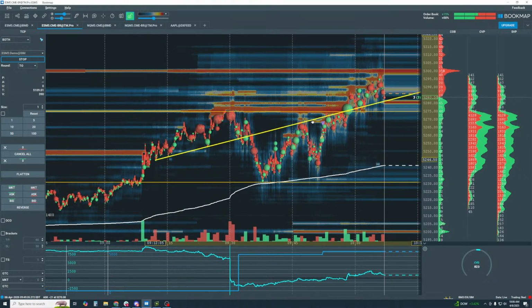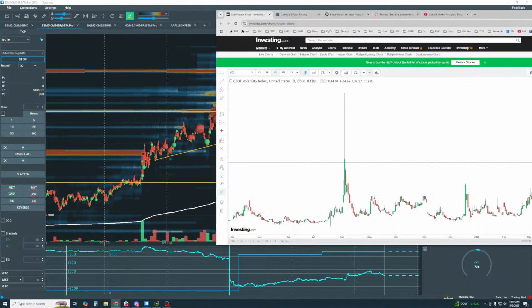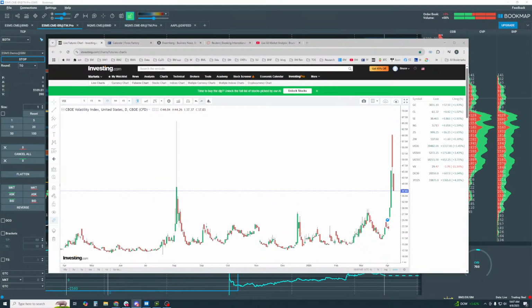And the bigger picture we talked about yesterday was looking at the VIX.